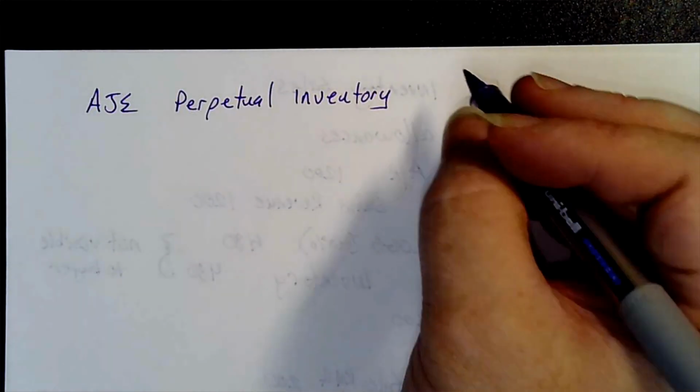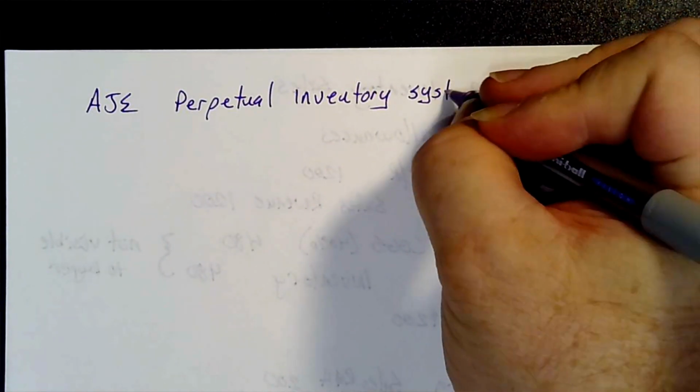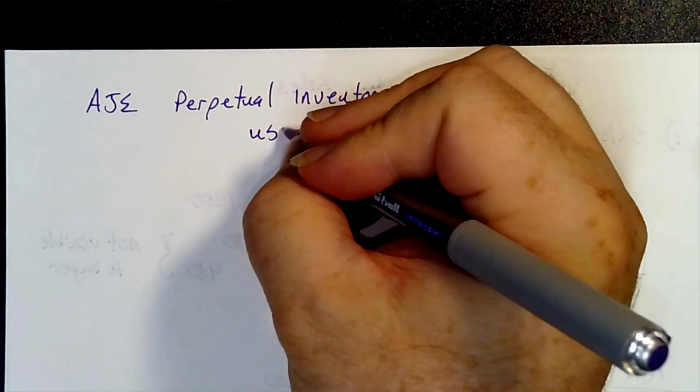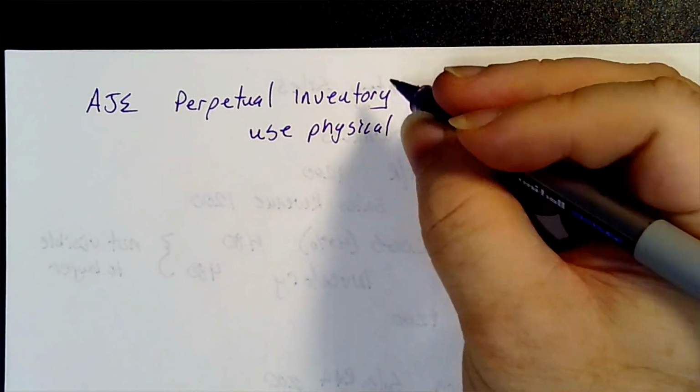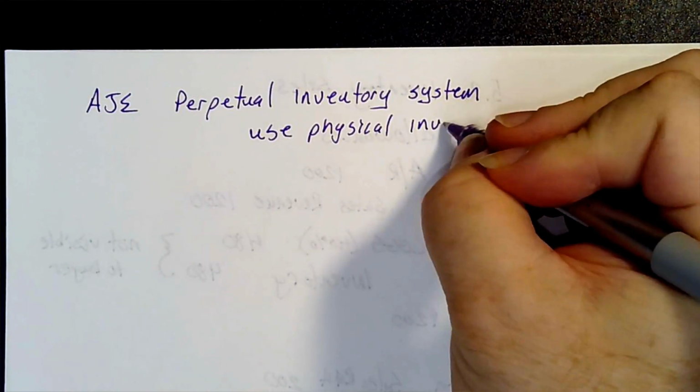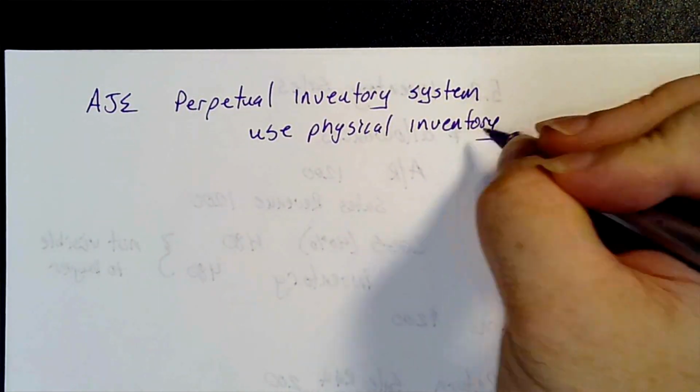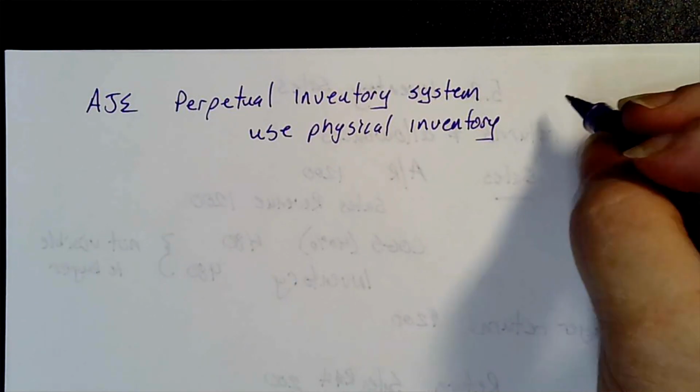So under a perpetual inventory system, we still use a physical inventory. And by that, I mean we physically go and count the inventory, not just trust the number on the computer system. We use a physical inventory to double check.